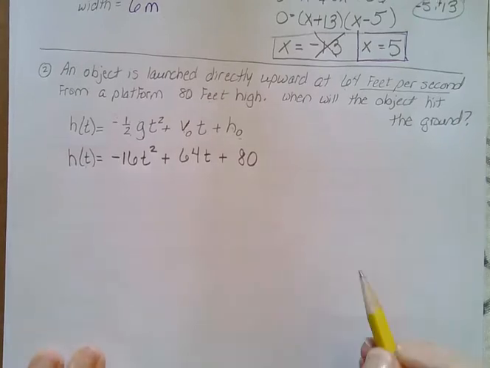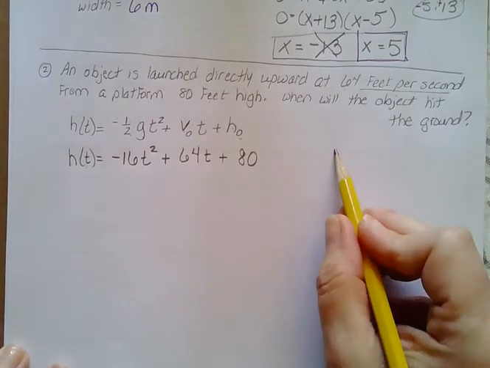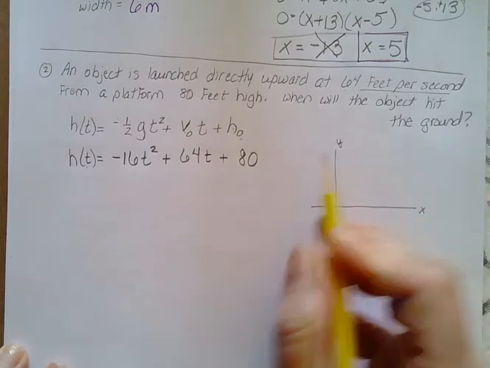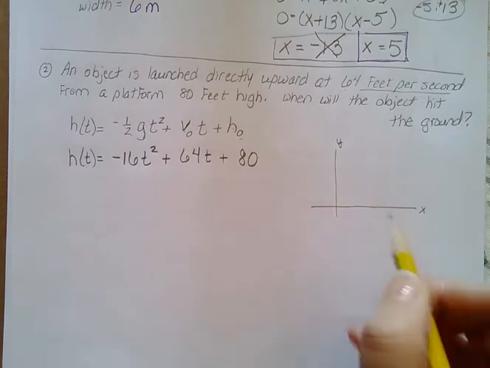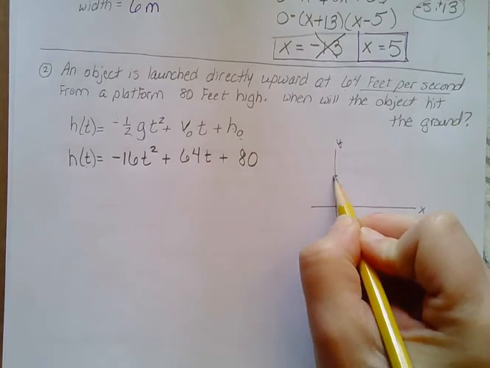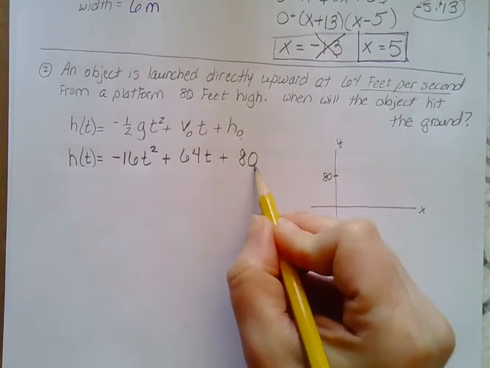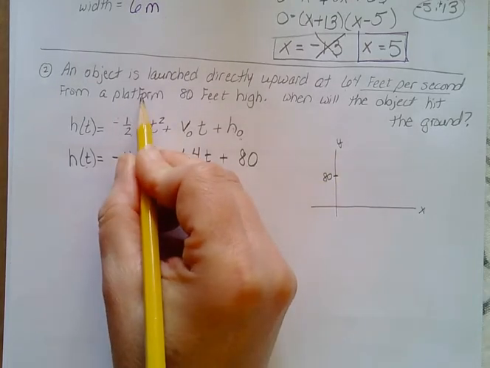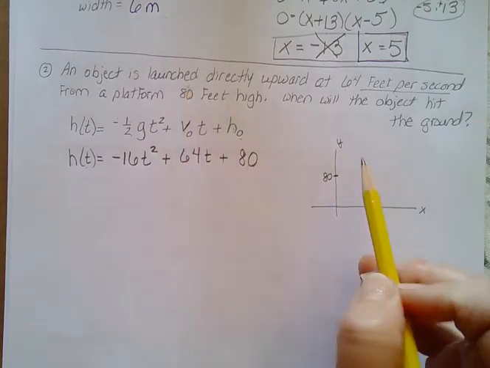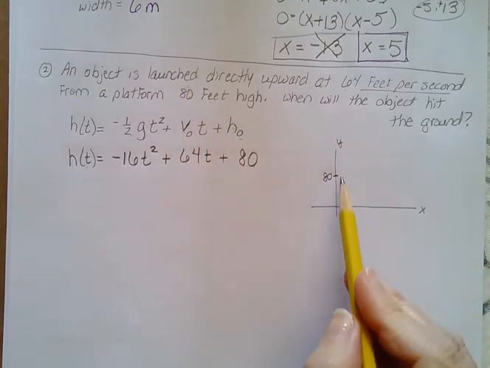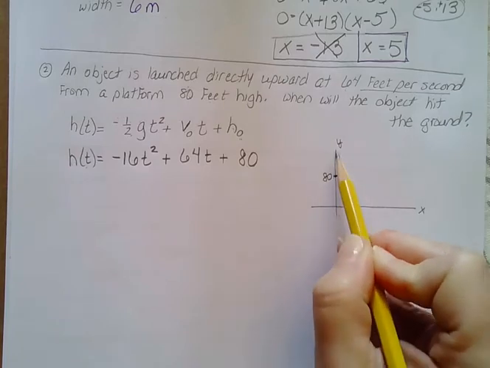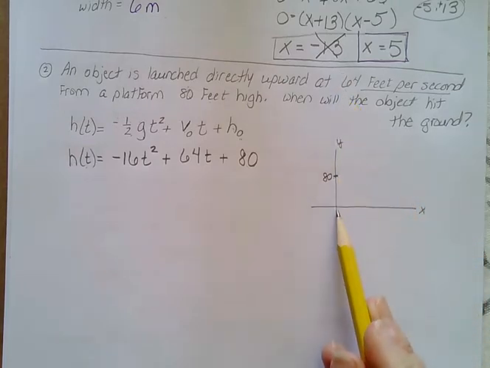So this is a basic picture of what's going on right here. Here is a little grid. This is your x-axis, here's your y-axis, and here is 80. Right here is 80, and that's your initial height. So we're standing on some sort of platform, and then we launch some object up and down. If you were to actually look at a picture of somebody doing this, an object would go straight up and then straight down, of course, because that's how it all works.